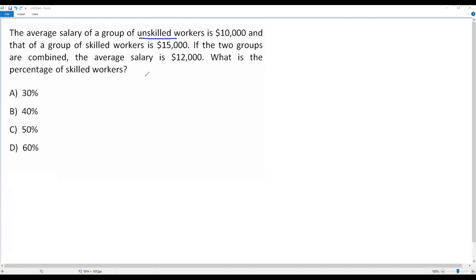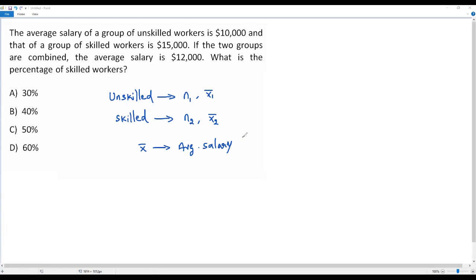Let me consider the first group, that is the unskilled category. Let me write the stuff over here. In the unskilled group, let me assume N1 as the number of workers and X1 bar as the average salary. Let me consider the second group, that is the skilled category. In that one, let me assume N2 as the number of workers and X2 bar as the average salary. And we can assume X bar as the average salary when the two groups are combined.